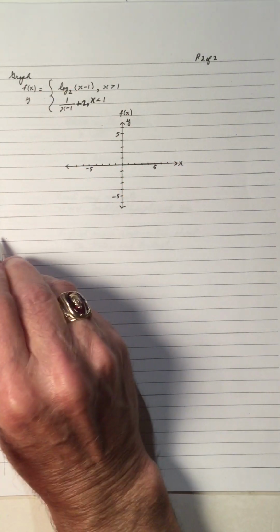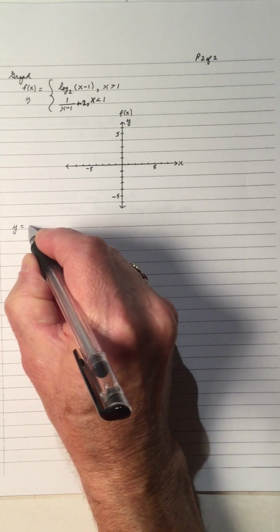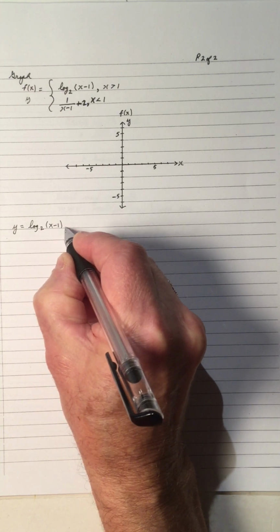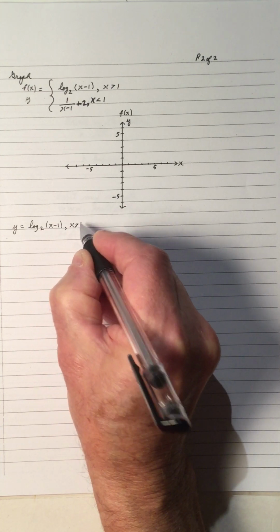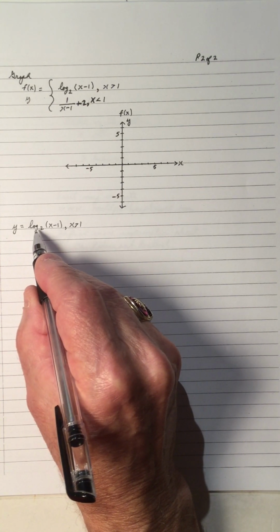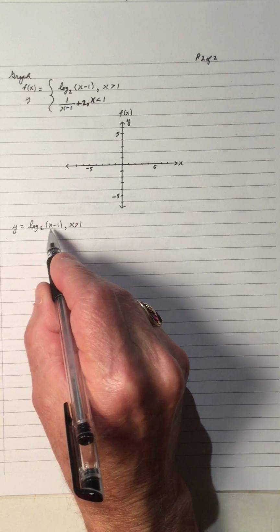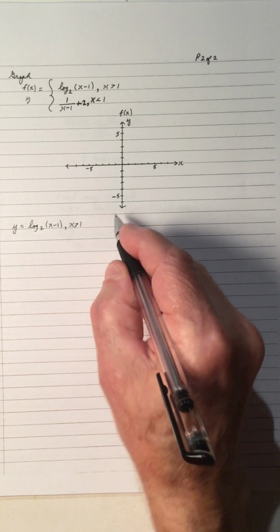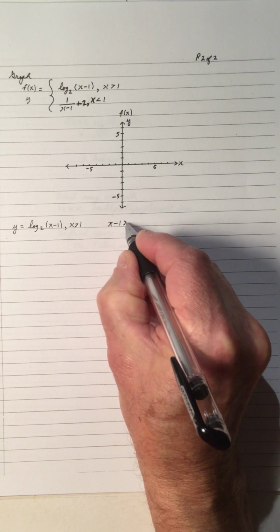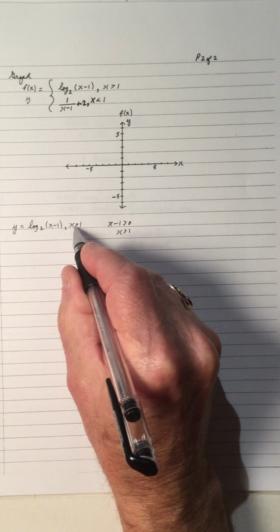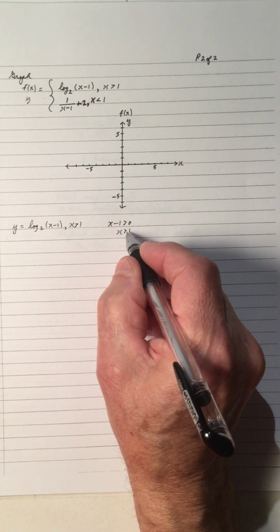Here we go. Let's write f of x. F of x is a y, so let's look at the first part. Y equals log base 2 of x minus 1, and x is greater than 1. When we look at this function as a logarithm, we have to remember that in logs you cannot take the log of a negative number or the log of 0. That means x minus 1 has to be greater than 0, which means x has to be greater than 1, which is our domain here.